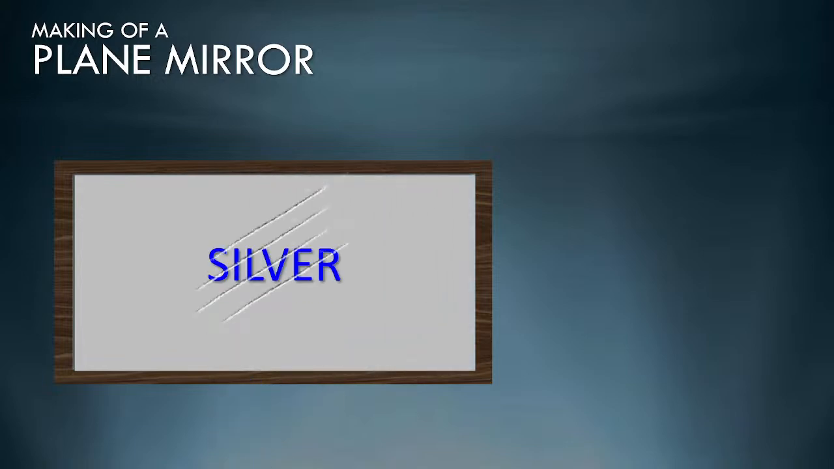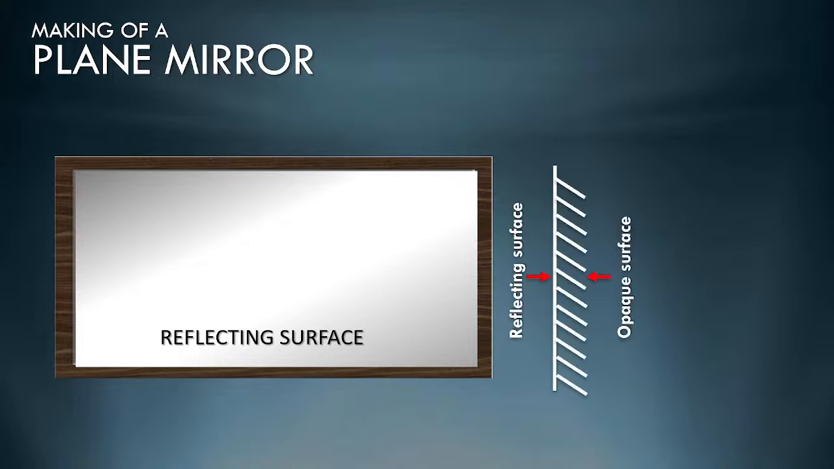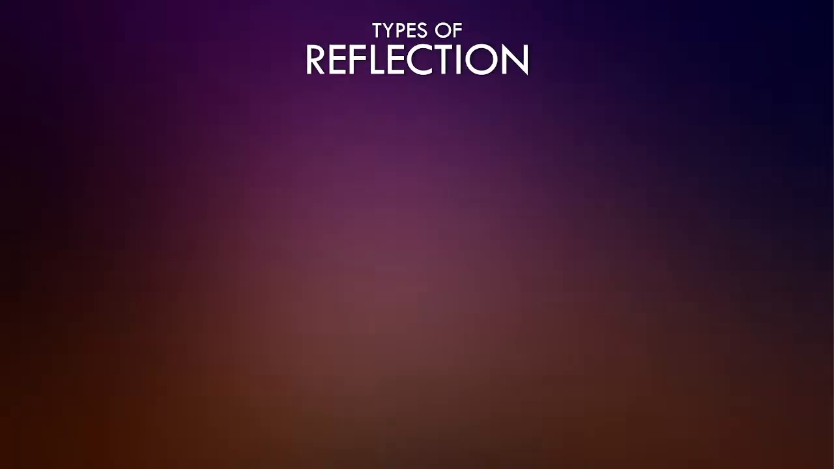Okay, look at this now. Making of a plane mirror. Now imagine this is a glass. Okay, I have to make it smooth. Okay, I apply silver, then it becomes an opaque surface, then now it becomes a shiny surface which reflects the light. Okay, so this is how plane mirrors are made. So one side is opaque, one side is reflecting.